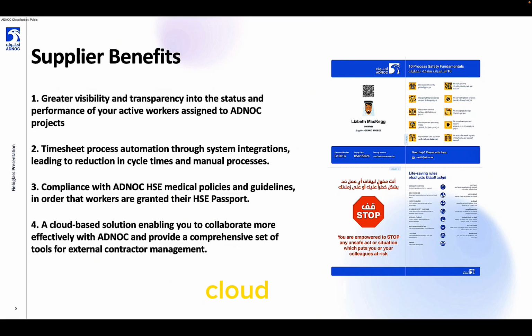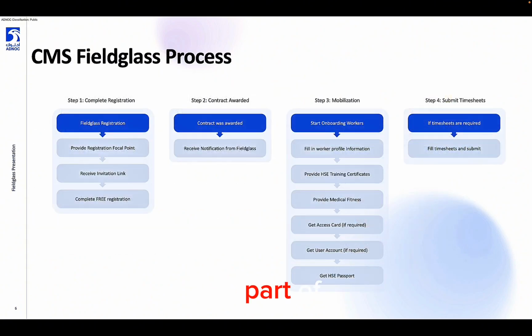SAP Fieldglass is a cloud-based solution and allows both internal parties within ADNOC and the supplier community to collaborate more, and to give access to a greater set of data to business users, and also to you as the supplier around the management of these external contractors. As part of the SAP Fieldglass process, the Contractor Management System, you will first need to register your supplier account in the application. Once you have registered, moving forward, contract award notifications will be sent to you, allowing you to mobilize your workforce. So there will be notifications sent to you, allowing you to start the mobilization process.